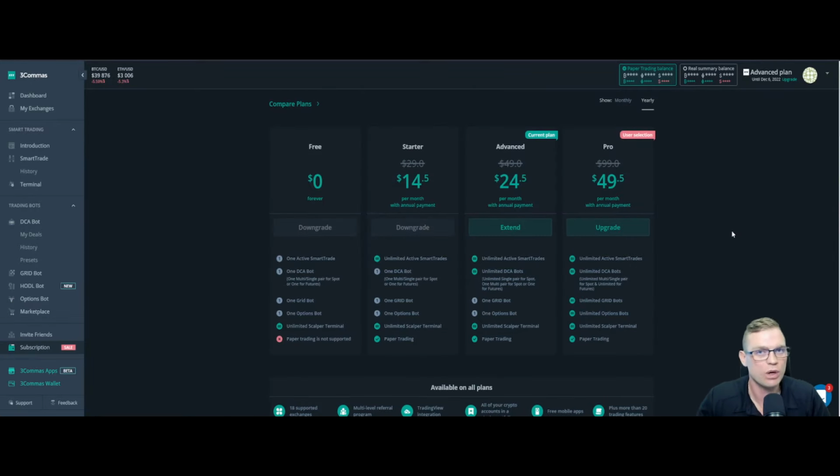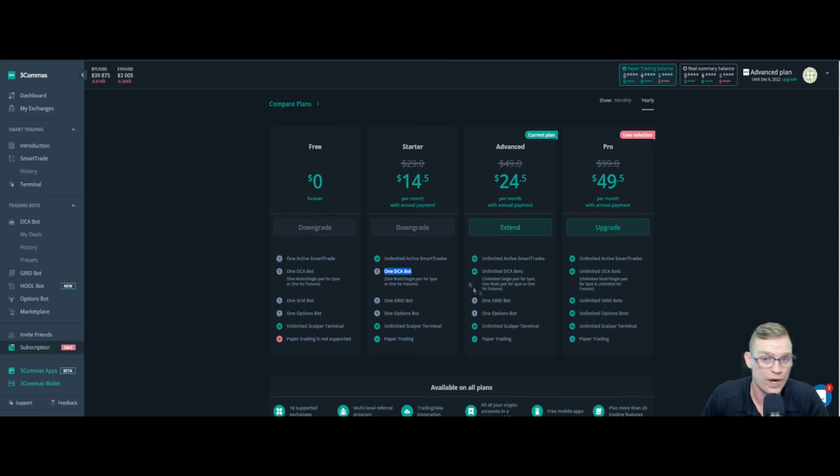The next question is, well, how do I take advantage of this if I'm new to 3Commas? And can I use these bots with a free account? The simple answer to that, guys, is no. Using DCA bots will require you to have at least a starter subscription at $14.50. You can see that with the $14.50 starter package, you can have one multi or single pair DCA bot for spot, or one futures bot when it comes to DCA.